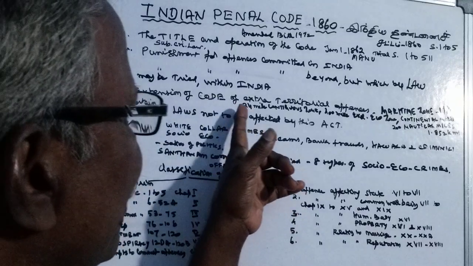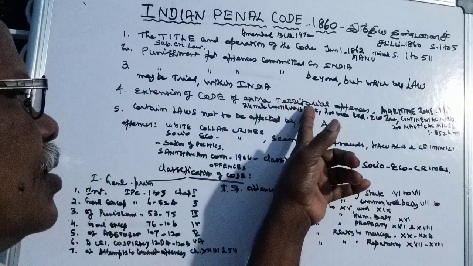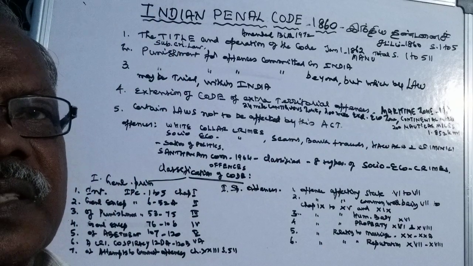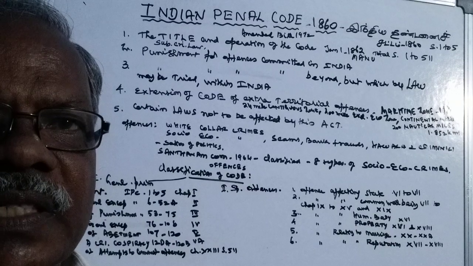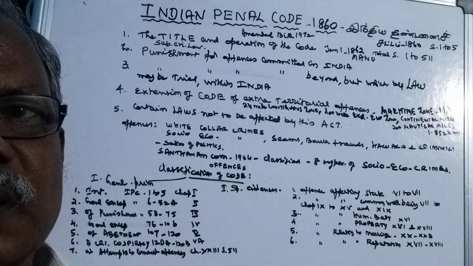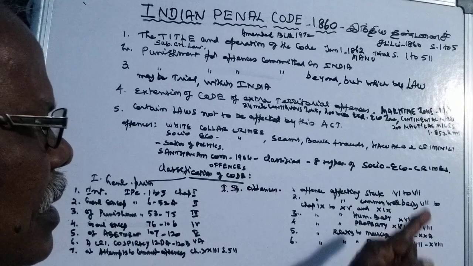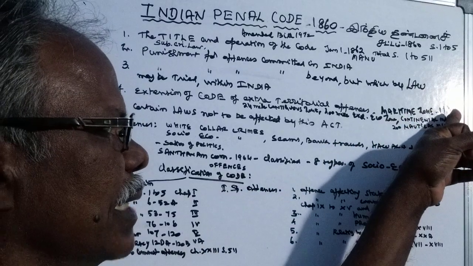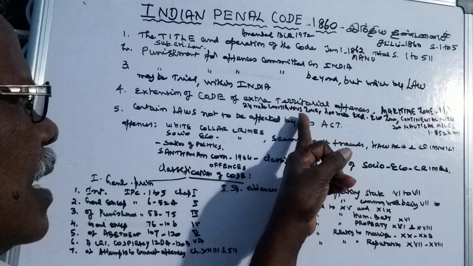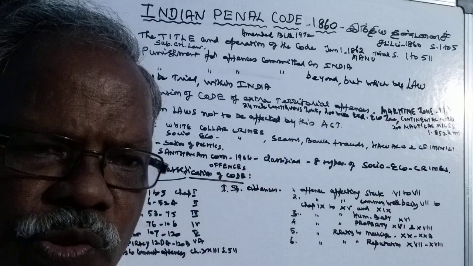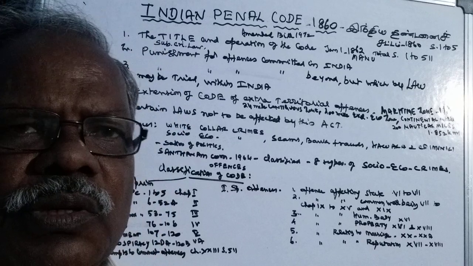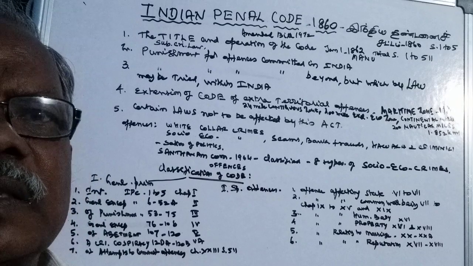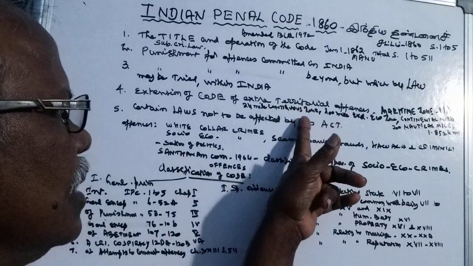Then, extension of the code to extraterritorial offences. Some offences are committed in extraterritorial areas, for example maritime zones, which are called extraterritorial limits. Those limits are called maritime zones, as mentioned in the Maritime Zones Act 1981, that is the 24 miles contiguous zone. Contiguous zone means the area adjacent to the land, where the sea starts from the land. That is called the 24 miles contiguous zone.